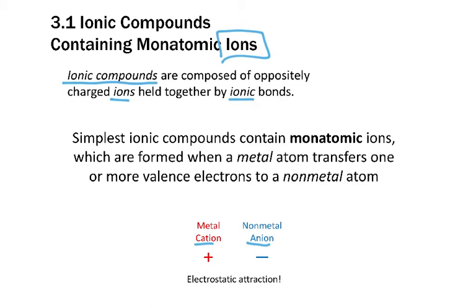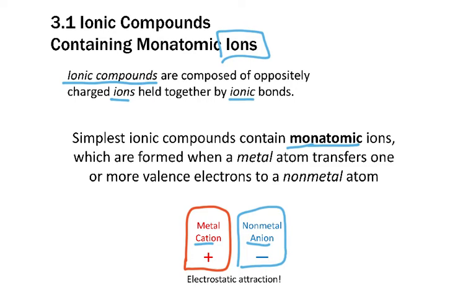What that means is the components of it are simply formed when a metal transfers an electron or a couple electrons to a non-metal atom. Mon means one, so one atom. It's just from one atom to another. That's it. And they're called cations if it's the metal, so the metal cation, and the non-metal is called the anion. And yes, that is cat-ion, not anything else.